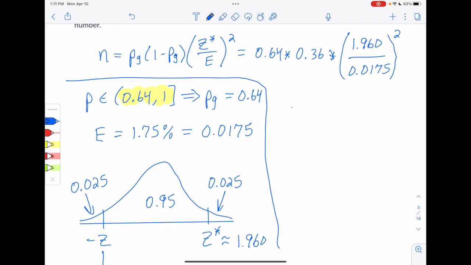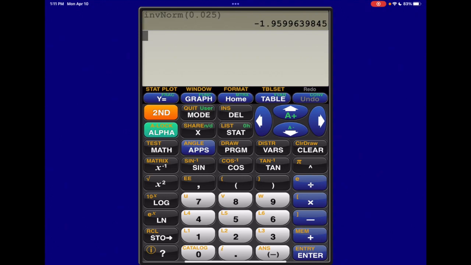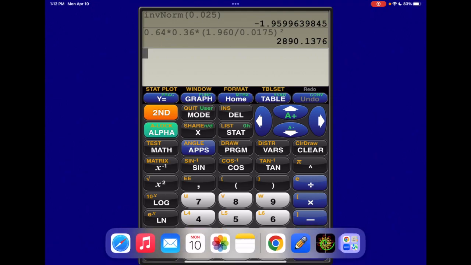So now we want to go to the calculator and see what we get for that. So let's switch back over there. So let's see. Our guess at P, 0.64 times 1 minus that, 0.36 times, in parentheses, the z star divided by the margin of error we want, end those parentheses, and then square. It's very important that you end the parentheses before you square to make sure we're squaring the whole fraction, not just the denominator. So we get 2890.1376.